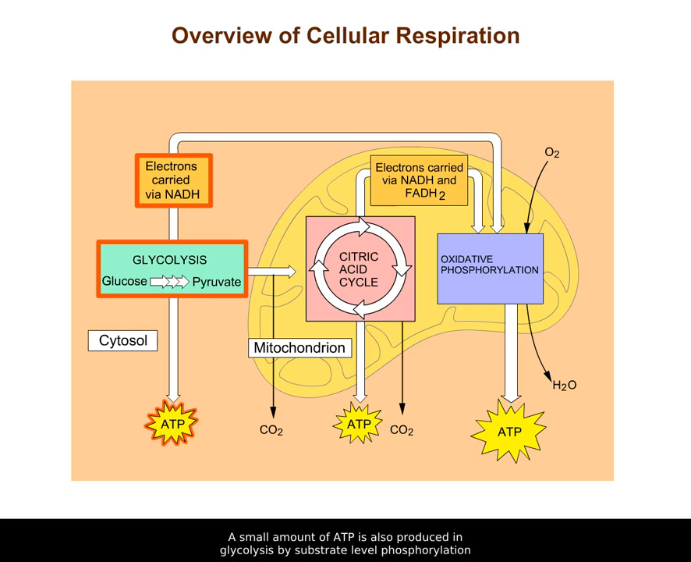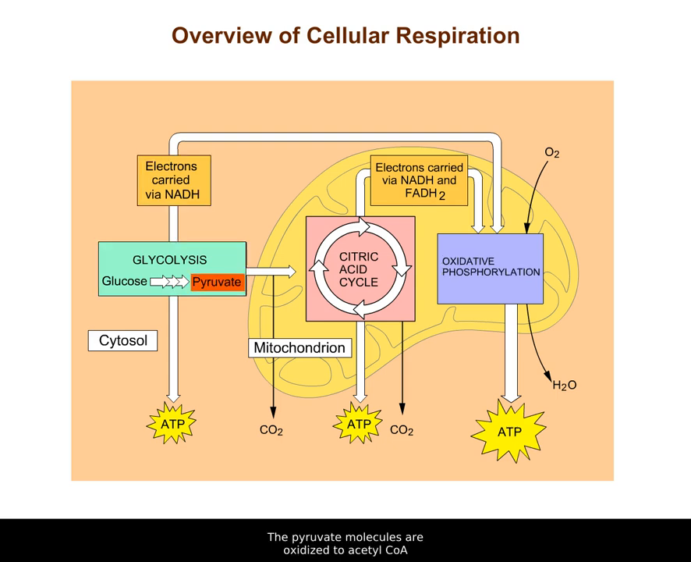A small amount of ATP is also produced in glycolysis by substrate-level phosphorylation. But most of the energy released by the breakdown of glucose is carried by the electrons attached to NADH. The pyruvate molecules are oxidized to acetyl-CoA as they enter the mitochondrion, releasing carbon dioxide.